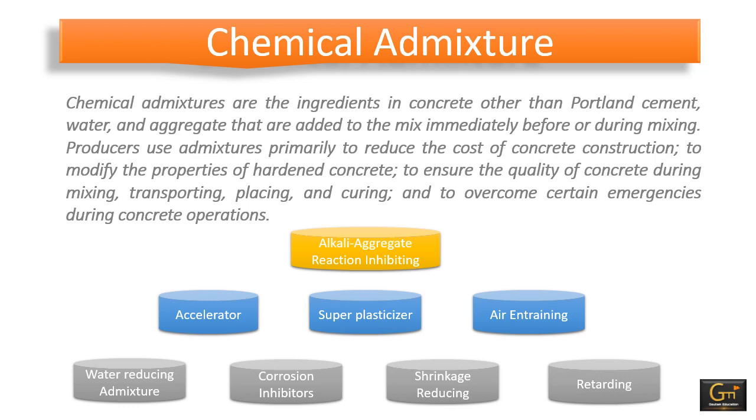They are used primarily to reduce the cost of concrete construction and to modify the properties of hardened concrete, to ensure the quality of concrete during mixing, transporting, placing and curing, and to overcome certain emergencies during concrete operation. Here we can see different types of chemical admixture which are generally used in the construction industries. There are many types of chemical admixtures like accelerator, water reducing admixture, plasticizer, superplasticizer, etc.